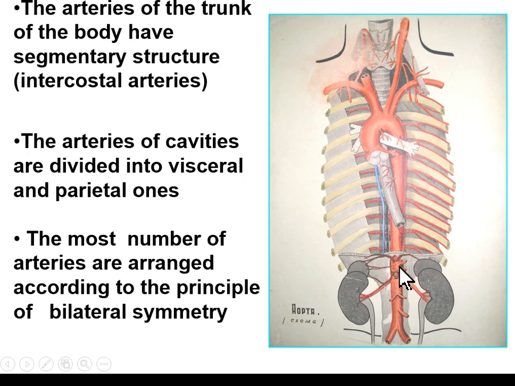For example, this is abdominal cavity. Abdominal cavity has visceral branches, renal arteries to blood supply of the kidneys. Most of the arteries are arranged according to the principle of bilateral symmetry. We have right and left common carotid arteries, left and right subclavian arteries, right and left renal arteries, for example.